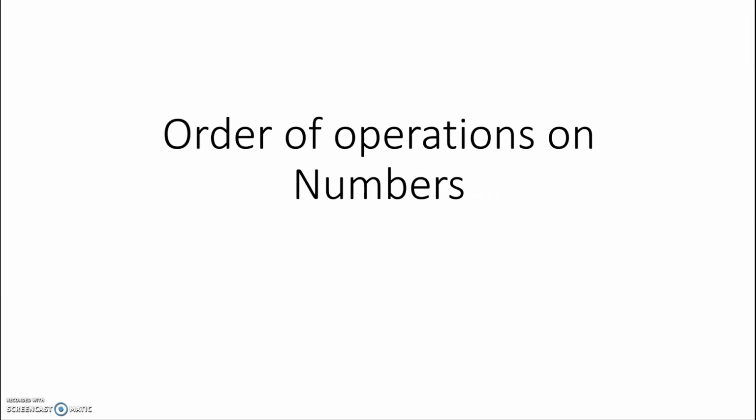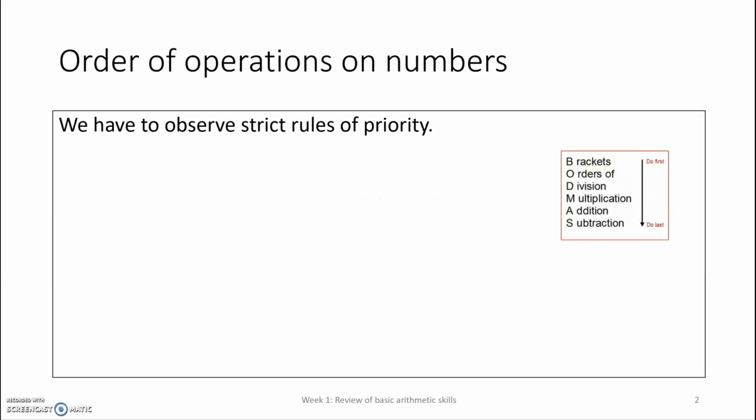This is a short video in the series of videos loosely titled A Review of Basic Arithmetic Skills. We have to observe strict rules of priority. We need brackets, and precedence rules are used to remove any ambiguity in a calculation.